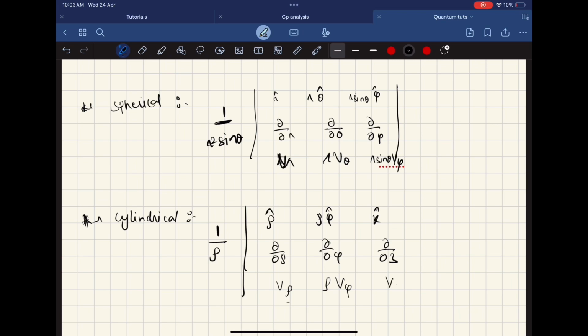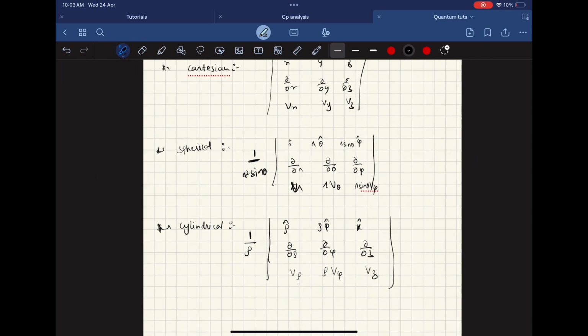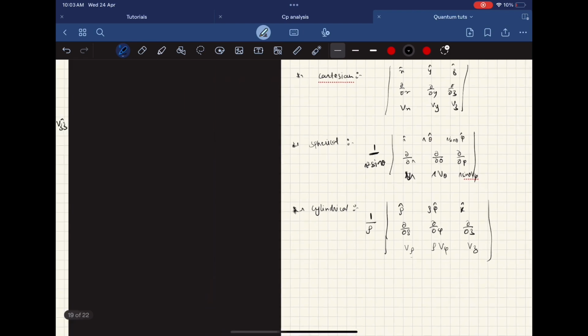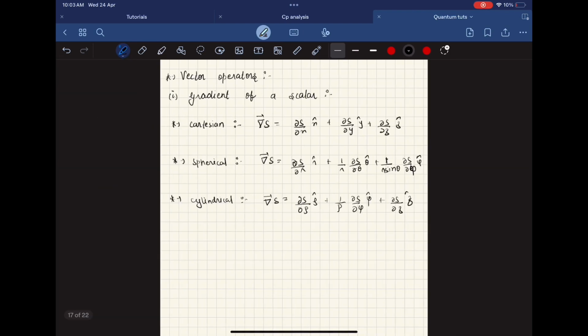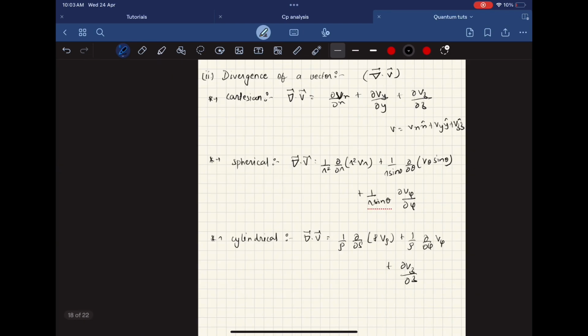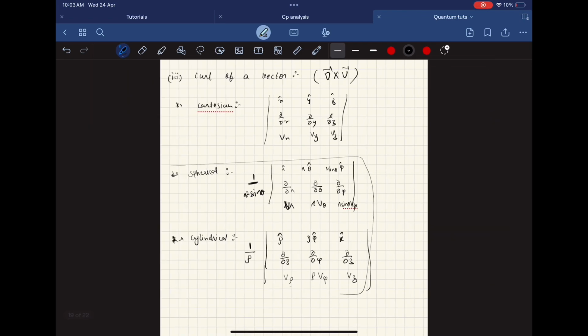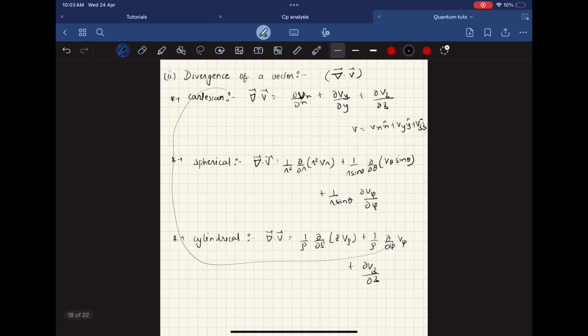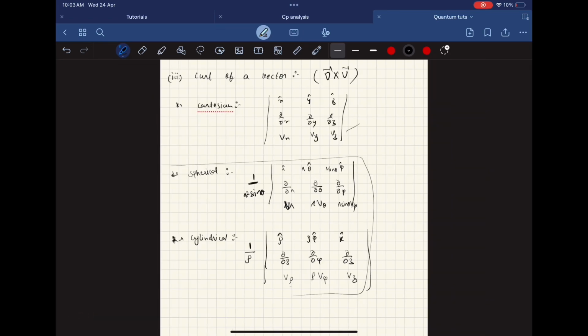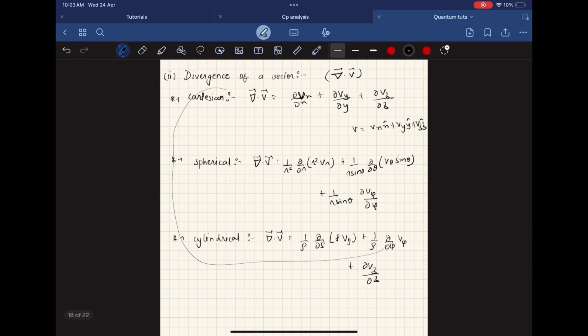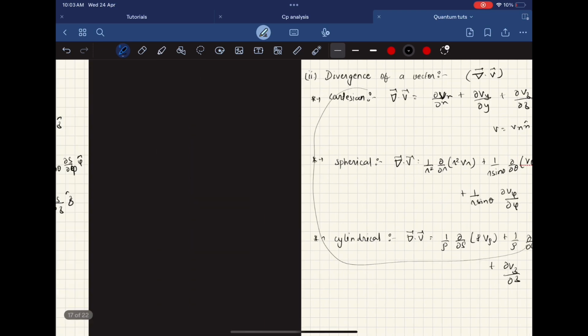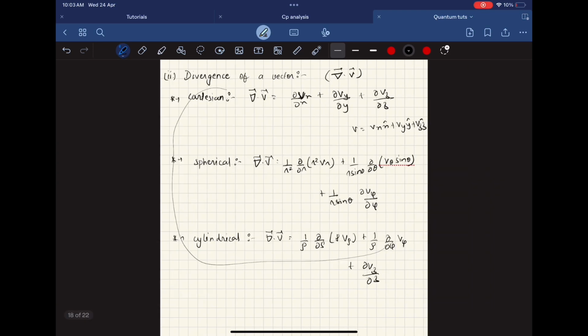Okay, so try to remember all these formulas, especially for the gradient and divergence. If you are not able to remember the curl formula, then it is not too necessary. You can remember it in Cartesian coordinates only, but try to remember divergence and gradient in all three coordinates. So now let's move on to the next section.